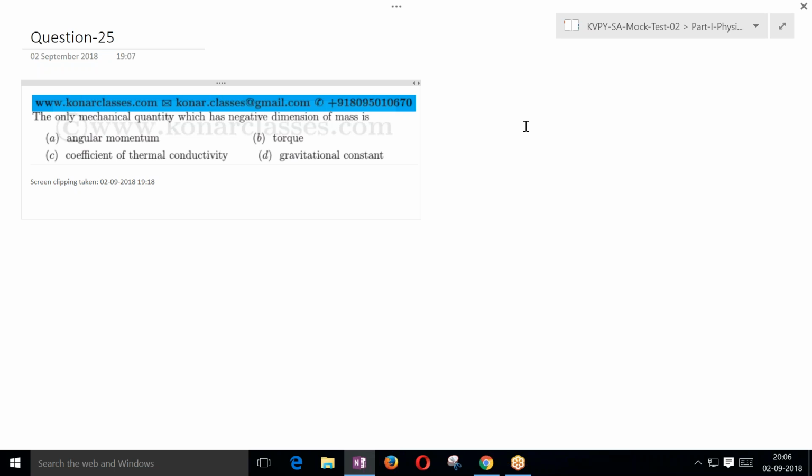And this question is a test of your understanding of dimensions, which is a unit from the chapter called Units and Measurement in Physics. The question is: the only mechanical quantity which has negative dimension of mass. Option A is angular momentum, option B is torque, option C is coefficient of thermal conductivity, and option D is gravitational constant. So let us derive, and I'll explain each of these terminologies with their definition, followed by how to derive their dimensions.